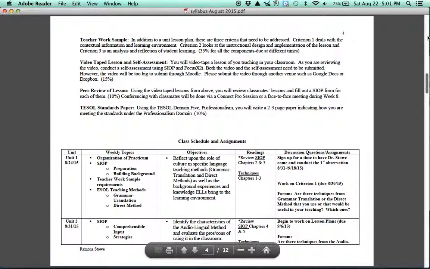Teacher work sample is another component. If you're a fairly recent grad, you may be saying, oh my gosh, I don't want to do a teacher work sample. It's an abbreviated teacher work sample. It's not the full-blown thing. And we'll just do 3 criterion in the teacher work sample. It also does include a unit lesson plan that has at least 3 days of lesson in it.